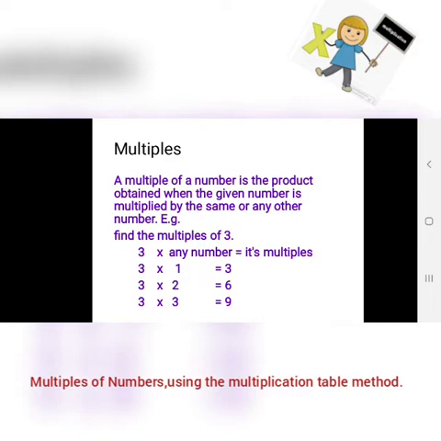3 times 1 gives 3. 3 times 2 gives 6. And 3 times 3 gives what? 9. Now if I may ask, what are the multiples of this very 3? All these answers are the multiples of 3. And that is the reason I said that a multiple of a number is a product. When we say product, it means you multiply, obtained when the given number is multiplied by the same or any number.